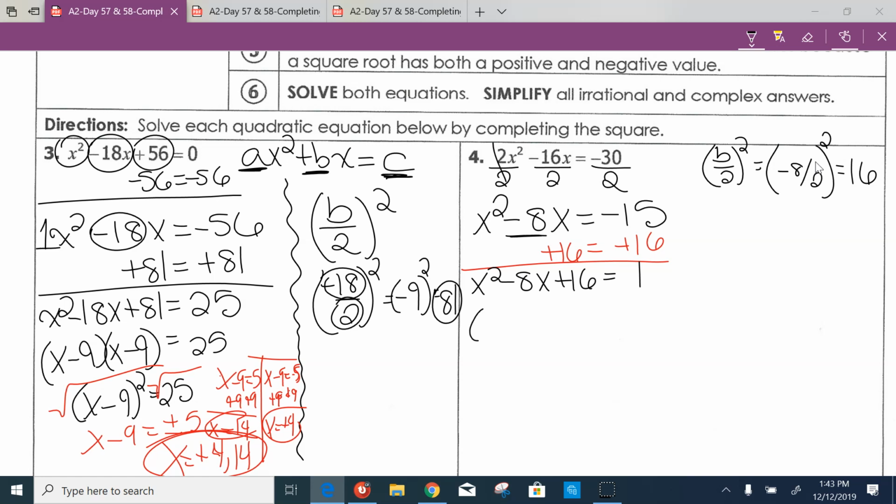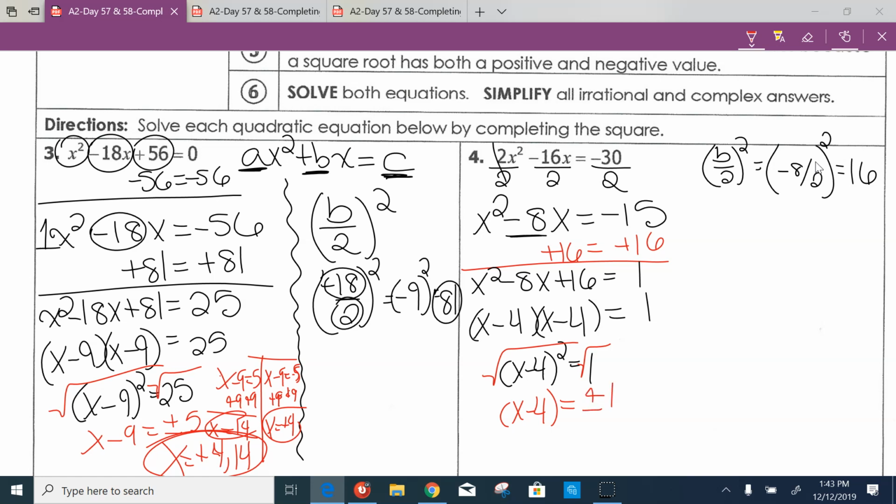Now I need to go ahead and factor the left side. To get the x squared, I know I'm going to have x times x. What two numbers multiply to give you positive 16, but add to give you a negative 8? That would be negative 4. So what I have is x minus 4 times itself equals positive 1. I need to solve for x. Square root the left side and the right side to get rid of that exponent. And I'm left with x minus 4 equals, what's the square root of 1? Positive and negative 1.